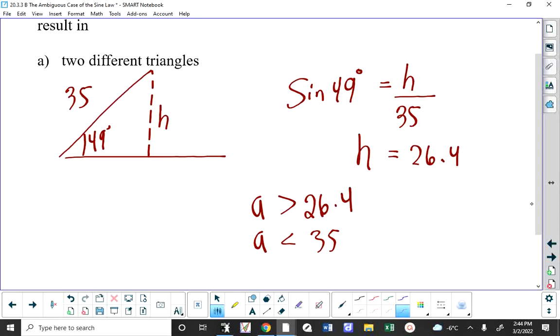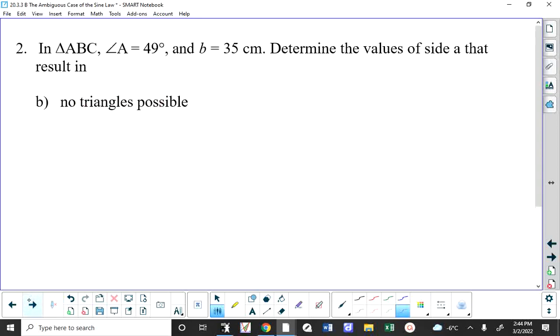And how you would write it, and I think this is probably what you wrote, is 26.4 is less than A, which is less than 35. So to get 2 triangles, it has to be in between those numbers. But for the rest of this question, it's pretty simple now because we already know the height. If I say to you there's no triangle possible, then A has to be less than that 26.4. Has to be less than that height. And keep in mind, we've rounded that 26.4. If you wanted, you could write A is less than 35 sine 49 or whatever it was.